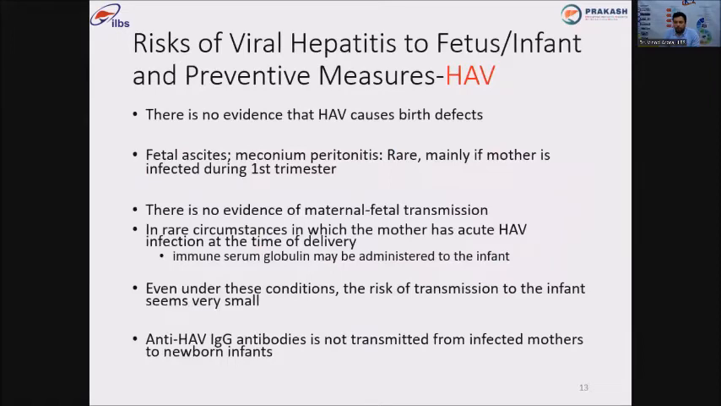What are the risks of viral hepatitis to the fetus and preventive measures? For hepatitis A, there is no evidence that hepatitis A causes a birth defect. Fetal ascites and meconium peritonitis can be seen, but they're very rare, mainly if the mother is infected during the first trimester. There is no evidence of maternal to fetal transmission, except in rare circumstances in which the mother has acute hepatitis A infection at the time of delivery. Serum immunoglobulin can be administered to the infant to prevent transmission from the infected mother to the newborn infant.